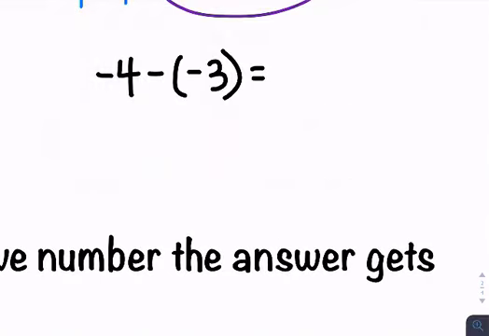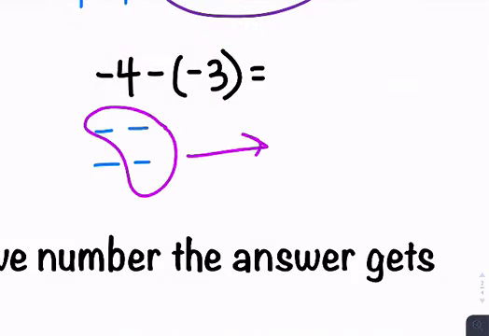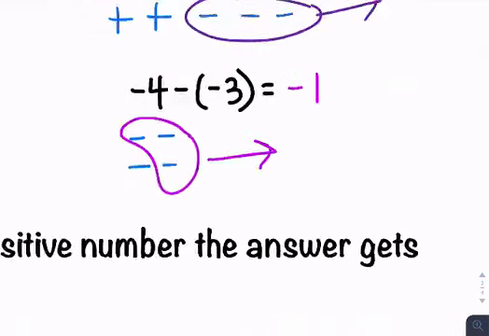All right. Now I have negative 4 minus negative 3. So, starting with 4 negatives. Now, I do have 3 negatives to take away this time, so I'm going to take those, get rid of them, and I'm left with 1 negative.